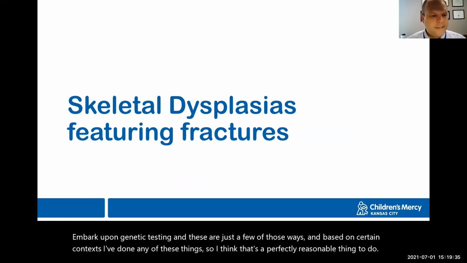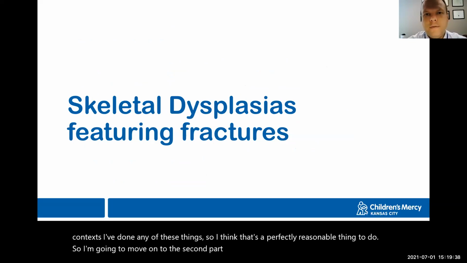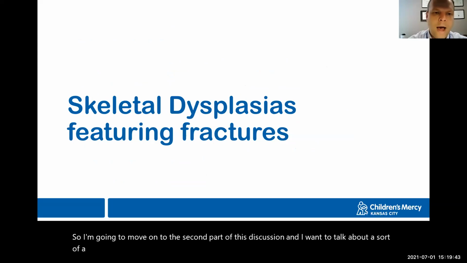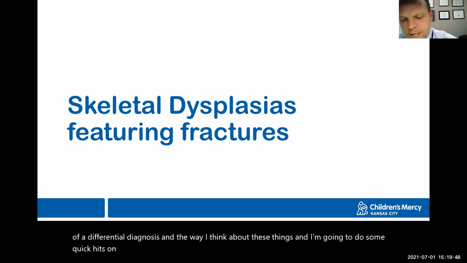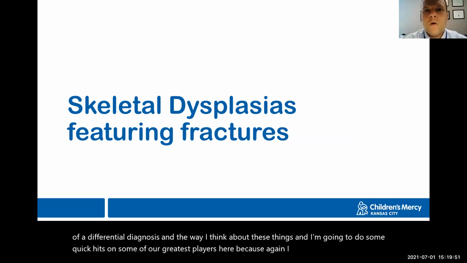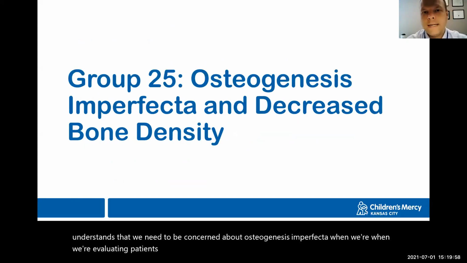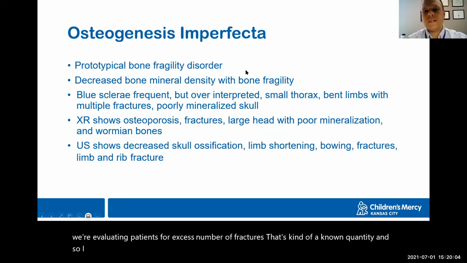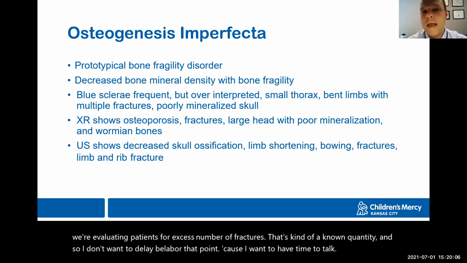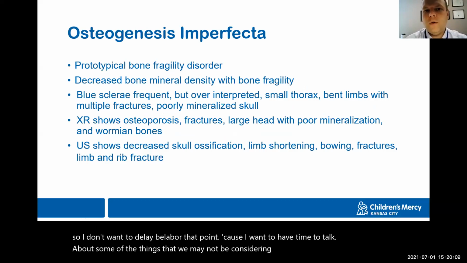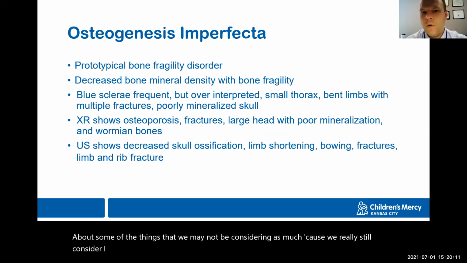So I'm going to move on to the second part of this discussion, and I want to talk about a sort of differential diagnosis and the way I think about these things. I'm going to do some quick hits on some of our greatest players here, because I think everybody here understands that we need to be concerned about osteogenesis imperfecta when we're evaluating patients for excess number of fractures. That's kind of a known quantity, so I don't want to belabor that point, because I want to have time to talk about some of the things that we may not be considering as much, because we really still consider OI to be our prototypical bone fragility disorder.